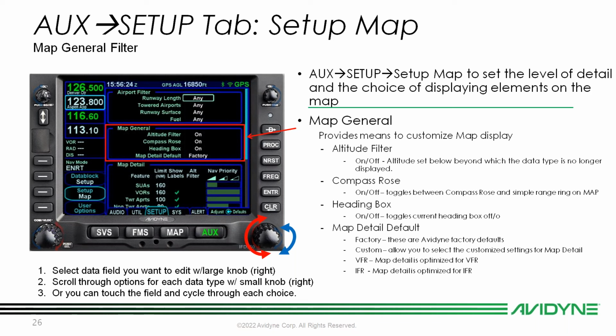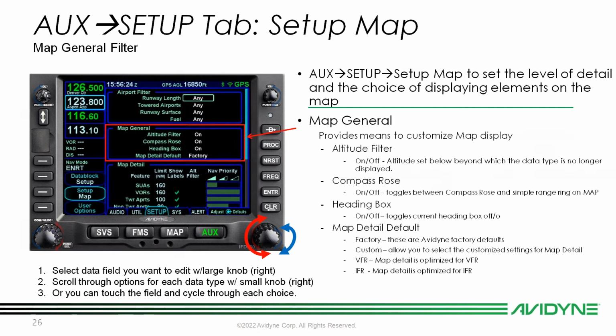If we're only flying VFR, we can set the map details for what's best for VFR flying. Of course, all of our VFR waypoints are represented there. IFR, we have it set for IFR to filter those out, and it'll leave you just the IFR important stuff. Typically, I like leaving mine at factory. I don't really mess with the settings here too much, but it does give you that option.